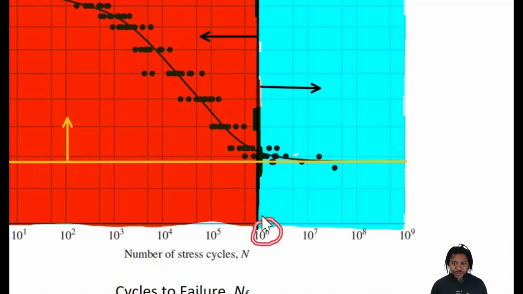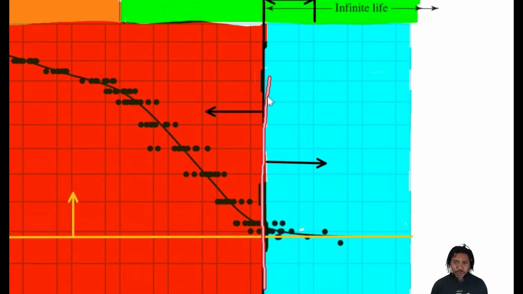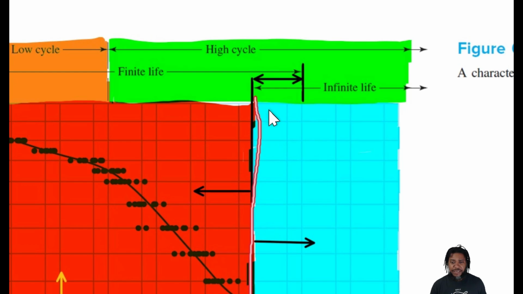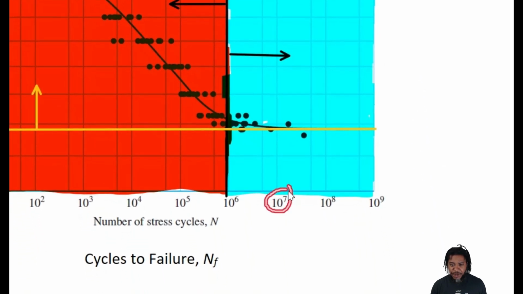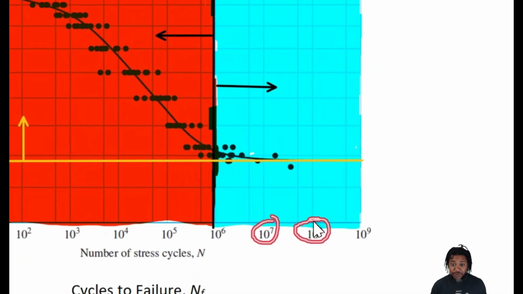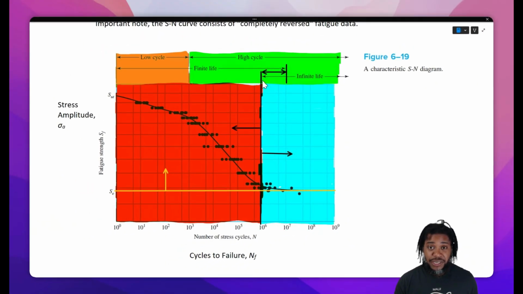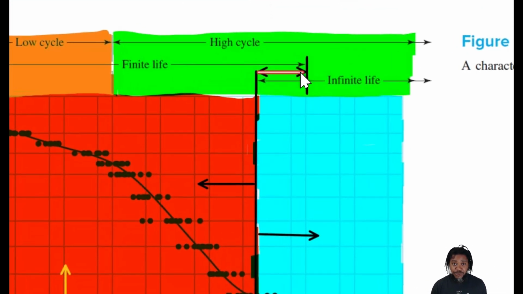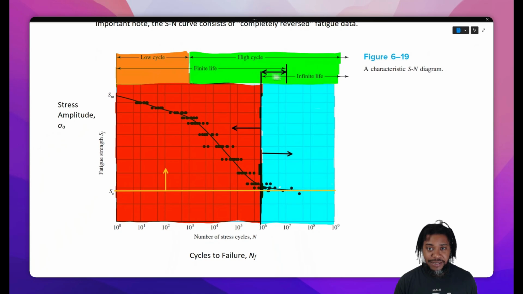In steels, we tend to see that at 10 to the 6 cycles, so 1,000,000 cycles. But for some other materials, it may span 10 to the 7 or even out to 10 to the 8, which is 1,000,000,000 cycles. And so sometimes in these diagrams, you'll see a little overlap between finite and infinite life.